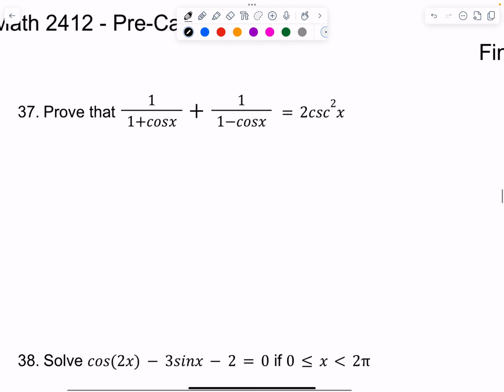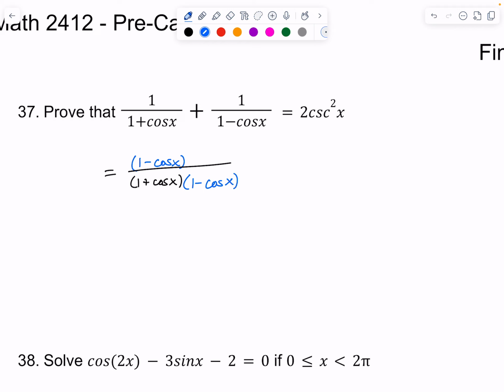We are given 1 over 1 plus cosine plus 1 over 1 minus cosine is equal to 2 cosecant squared. The first thing I want to do is get these fractions to have a common denominator. So the common denominator is 1 plus cosine times 1 minus cosine. So I'm going to multiply the top and bottom of the first fraction by 1 minus cosine. And then I'm going to multiply the top and bottom of the second fraction by 1 plus cosine.